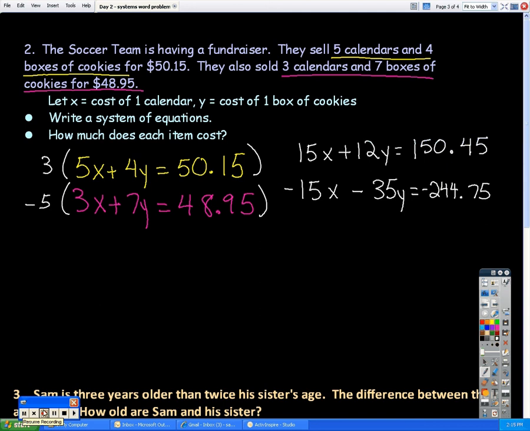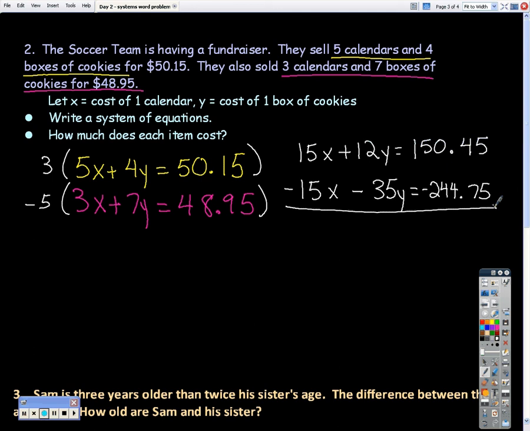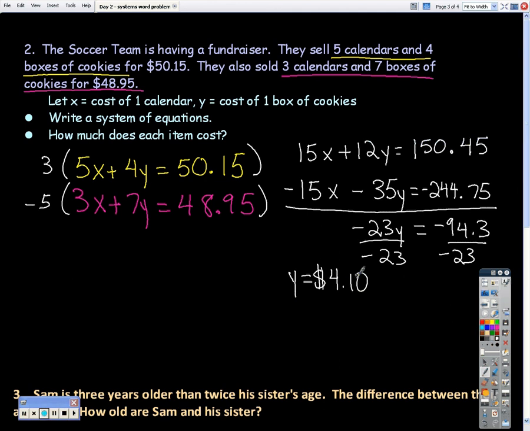Okay, so now we're going to add down, and 12 minus 35 is -23y, and 150.45 minus 244.75 is -94.3. We're going to divide each of these by -23. And we find out that y is 4.1. But I'm really going to write that as $4.10 because that's going to be the cost of 1 box of cookies.